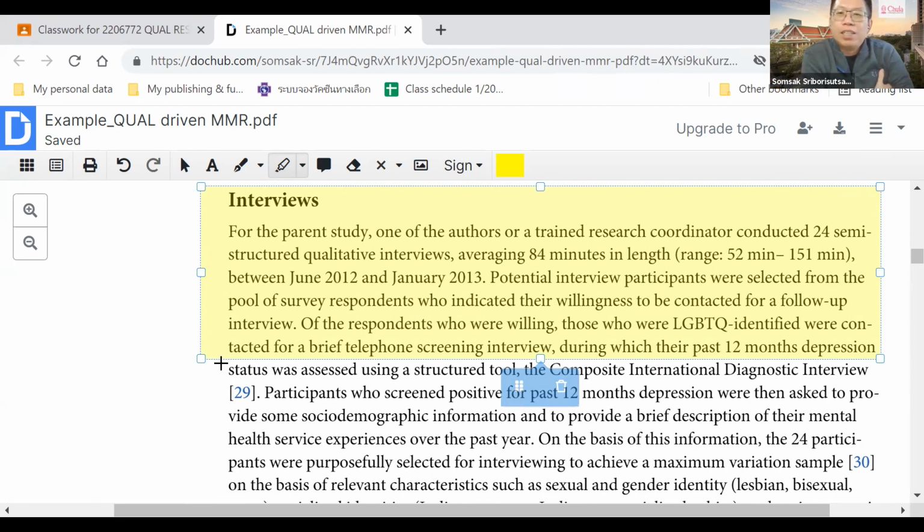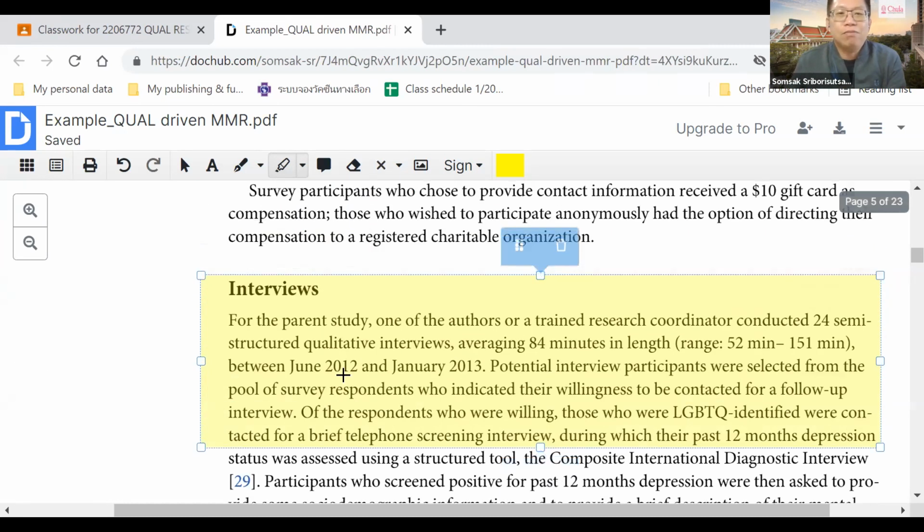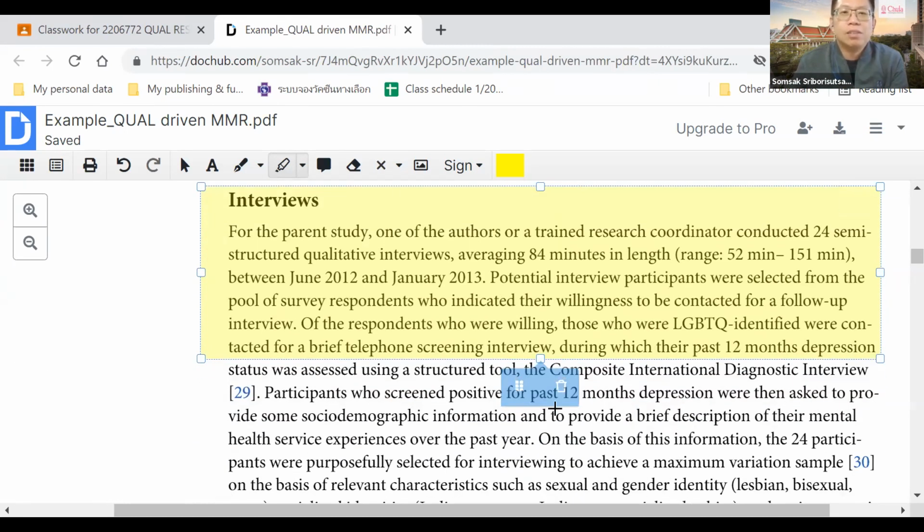It's a good one, yes, willingness to be contacted for a follow-up interview. For example, if they change the interviewees to another group of people, separate from the people from phase one in the survey, is it a mixed method or not? I would say, just as I told you, that they use multiple methods of data collection.